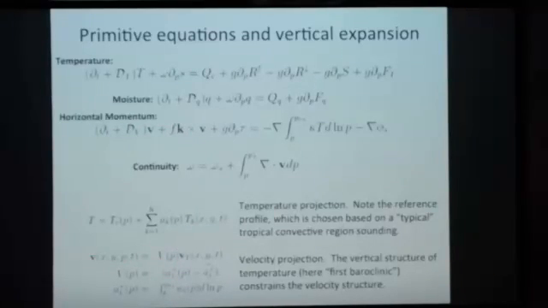We do the same thing for moisture as well. So we basically then have equations here that we vertically integrate. And when we vertically integrate, we're basically integrating, of course, over the pressure dependence. By vertically integrating, we vertically integrate these terms.